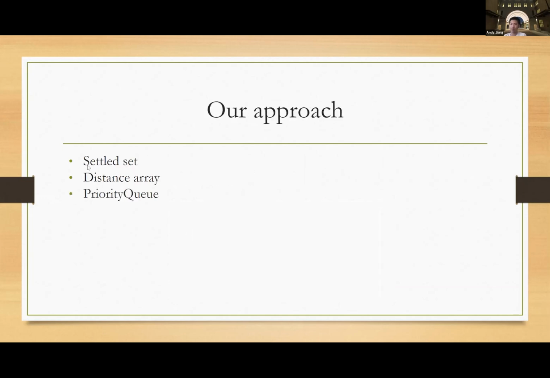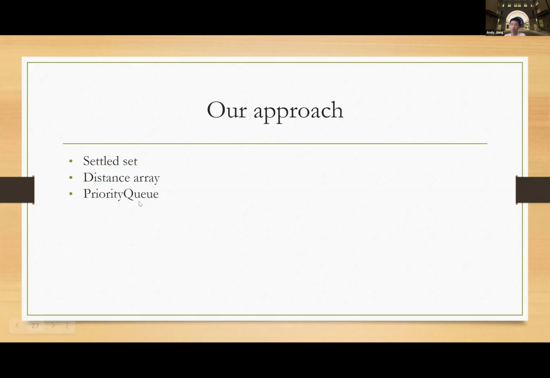Anyways, our approach consisted of having a settled set of vertices, which I was kind of talking about. This set tells us which vertices have been settled. A distance array tells us the shortest distance from the starting vertex to each settled vertex. And for those that are not settled, we just set it to Integer.MAX_VALUE to tell ourselves that we haven't actually settled this yet.